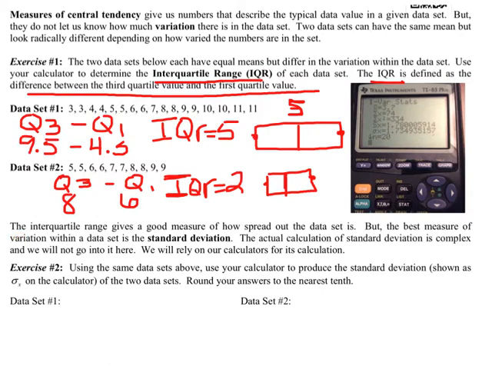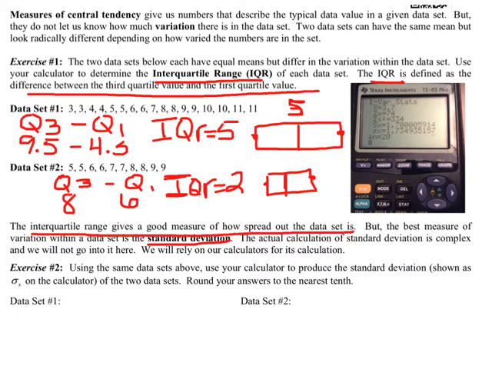The interquartile range gives a good measure of how spread out the data set is. So what is the purpose of the interquartile range? It gives you a good measure on how spread out your data is. But the best measure of variation with the set of data is standard deviation. The actual calculation of standard deviation is complex, and we will not go into it right now. We will rely on our calculators for this calculation.